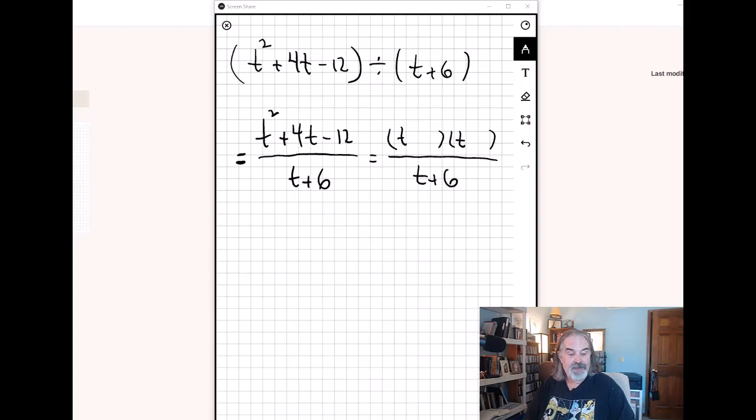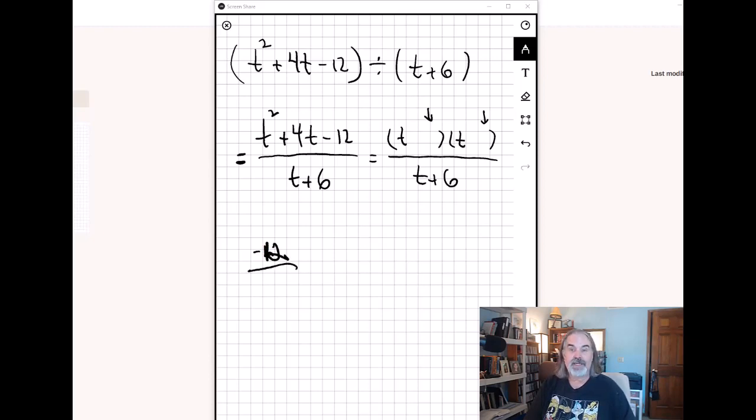So the missing numbers, remember the game here, and that's all this is, a number game. We're trying to find two numbers that will multiply to be negative 12, but will add together to be positive 4, because we will generate the multiplications of the inner terms and the outer terms. Each of those will be something times t, and they will add up to be that positive 4t. So two numbers that multiply to be negative 12. I'm just going to doodle that down here.